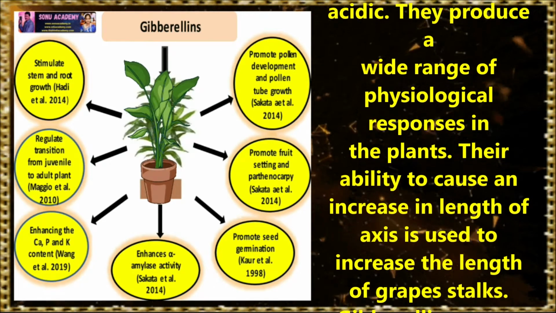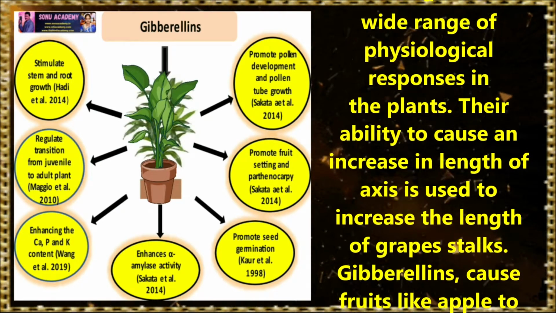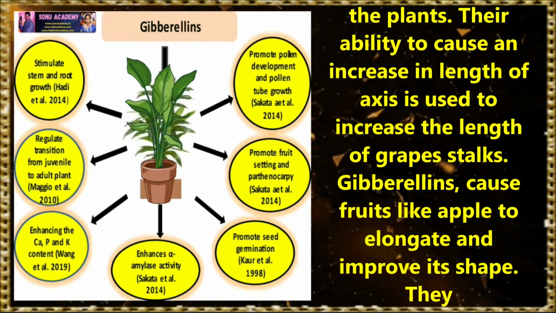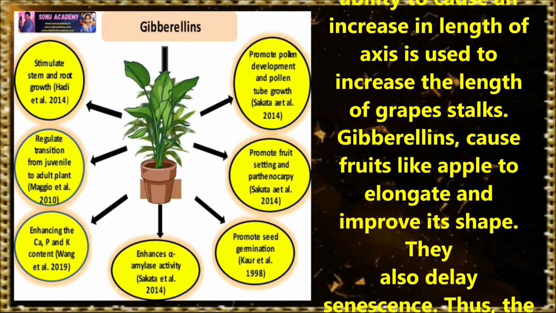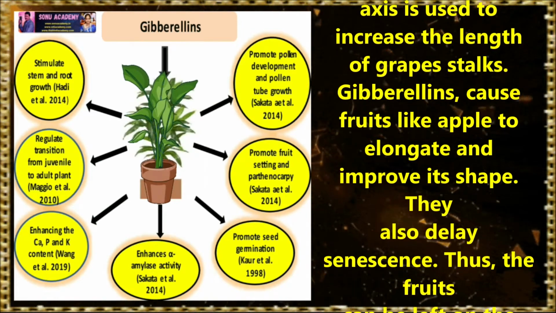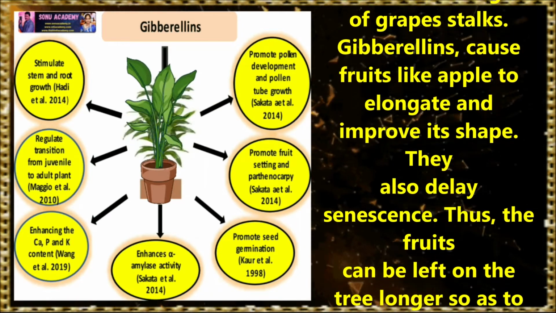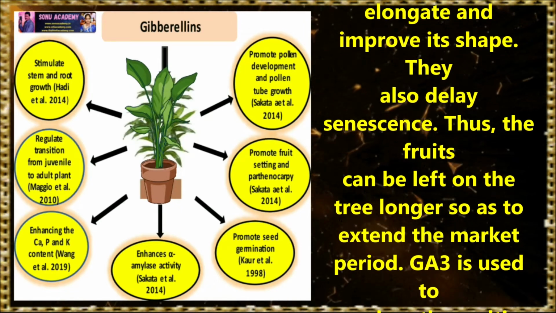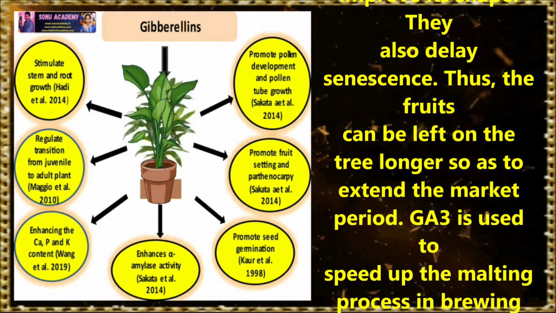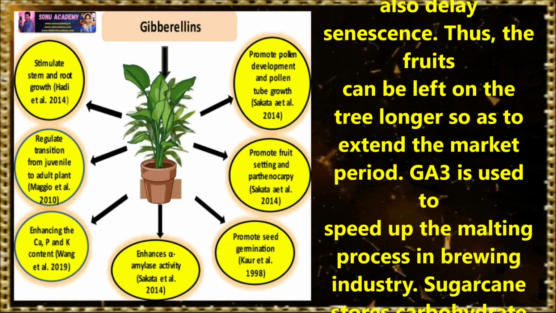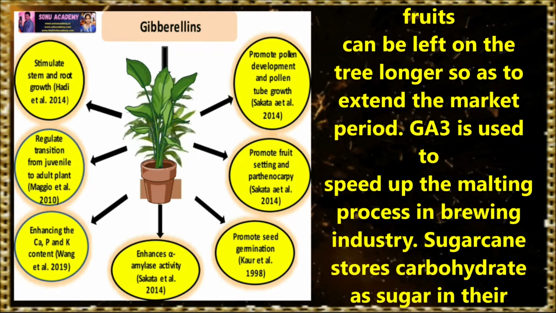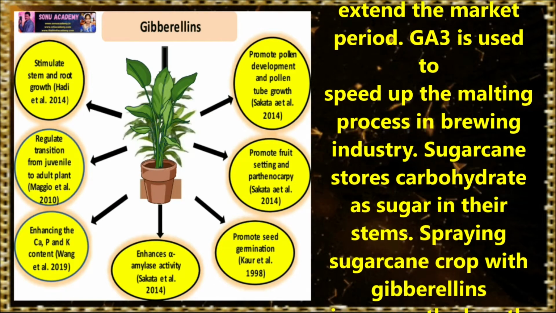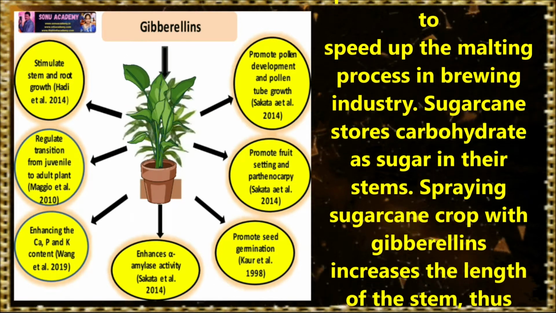They produce a wide range of physiological responses in plants. Their ability to cause an increase in length of axis is used to increase the length of grape stalks. Gibberellins cause fruits like apple to elongate and improve their shape. They also delay senescence. Thus, the fruit can be left on the tree longer so as to extend the market period.